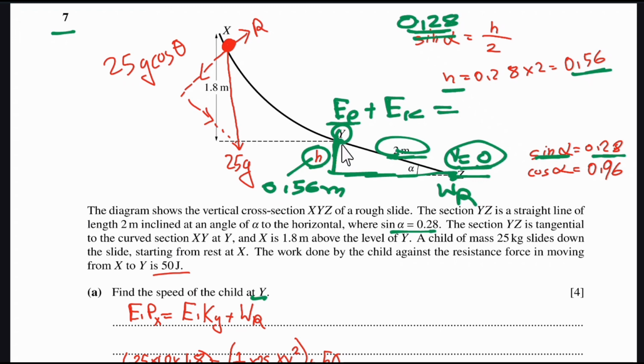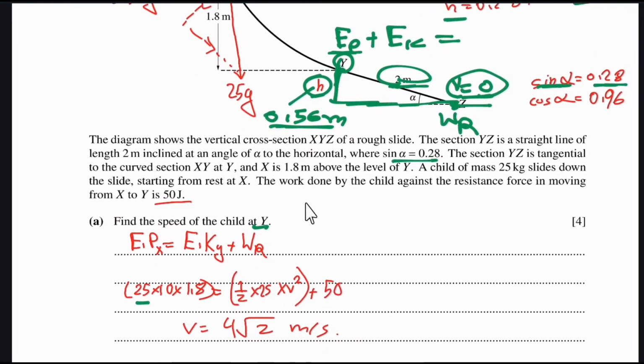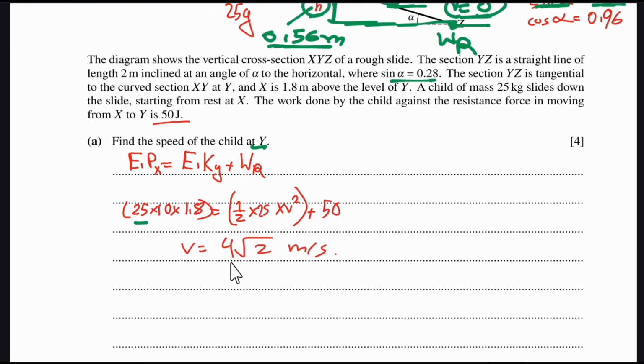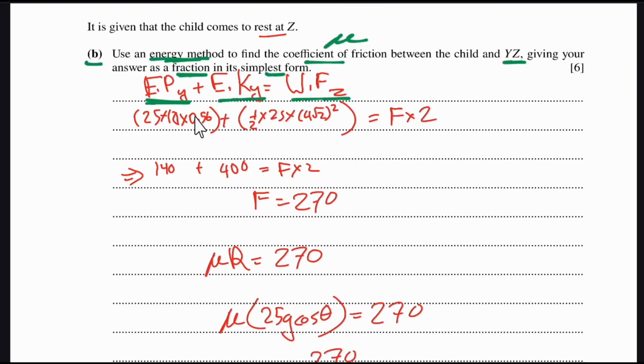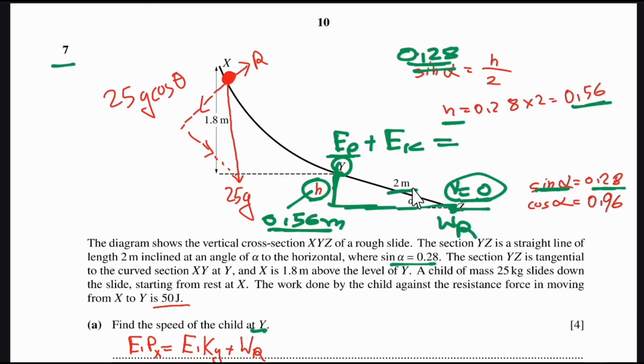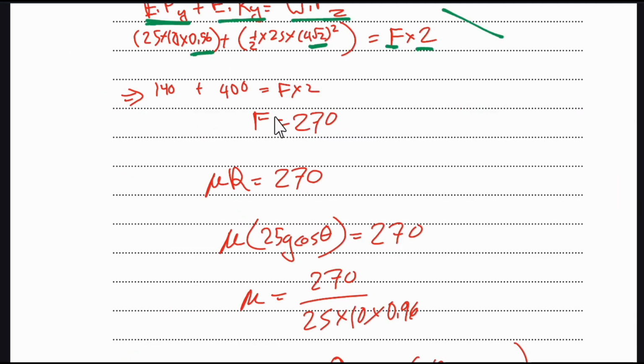So the gravitational potential energy is mass times g times this height, and the kinetic energy at y is half mv squared, where the velocity is 4√2. This is equal to work done against the resistive force, which is force times distance, and the length of the slide is 2 meters. After equating this, we get the frictional force, 270 Newton, and frictional force is equal to mu R.